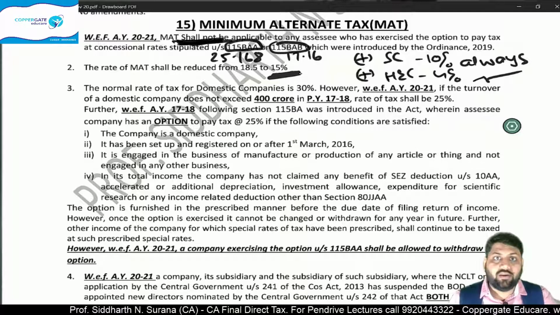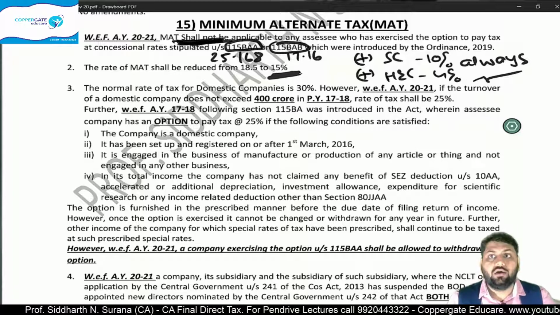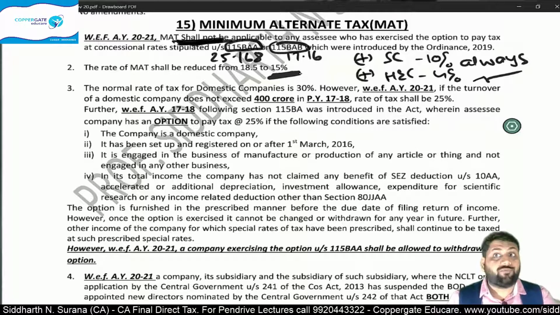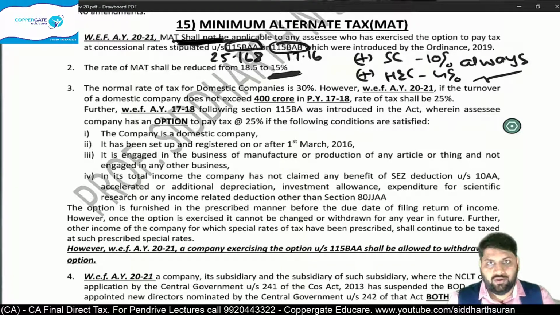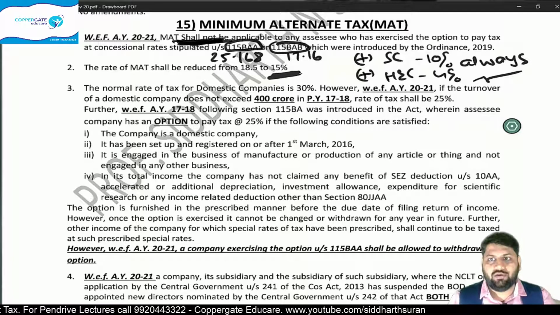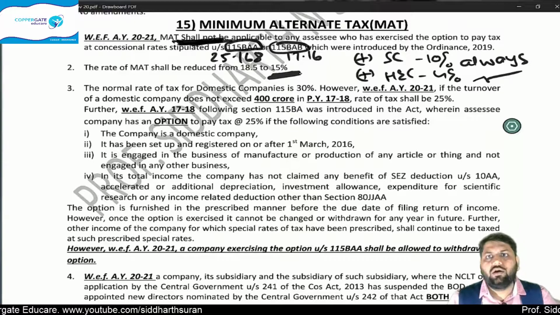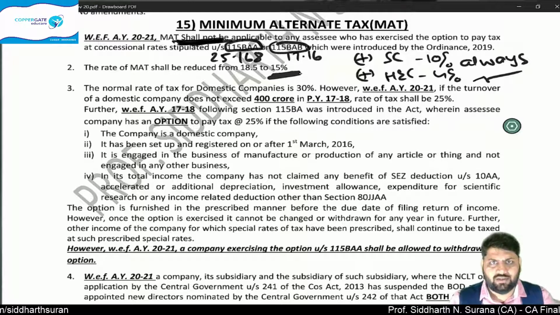Till last year, the rate of MAT was 18.5%, but now the rate of MAT is going to be 15%. But only for those companies which are not going into 115BAA and BAB, because once a company goes into 115BAA or BAB, MAT is not applicable. So those companies which are not going into 115BAA or 115BAB, MAT will be applicable at a reduced rate. IFSC was already 9%, no amendment, but now for other companies MAT will be not 18.5 but 15%. So a very easy amendment, very easy to understand. BAA, BAB I will be discussing very soon.